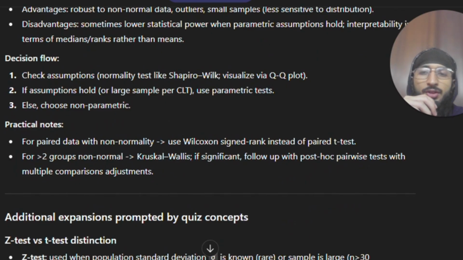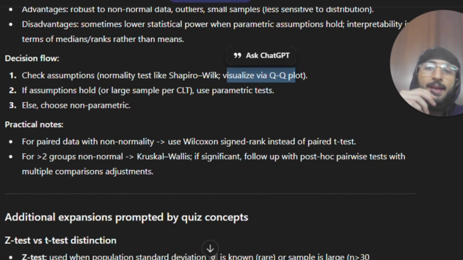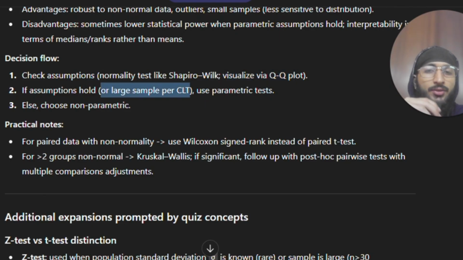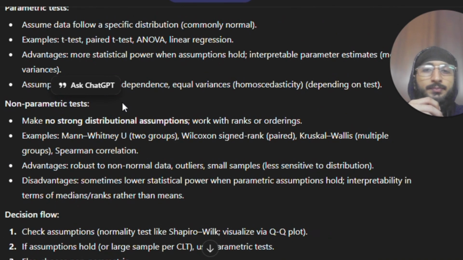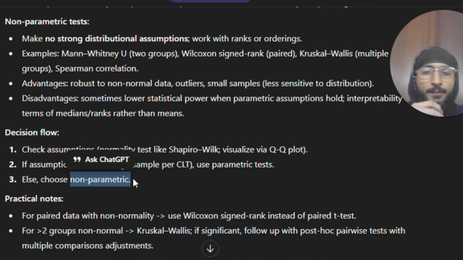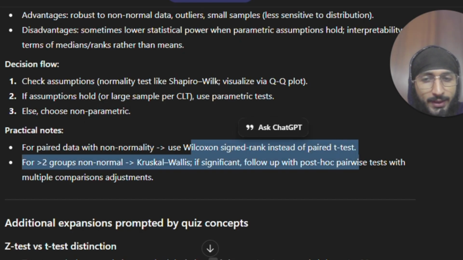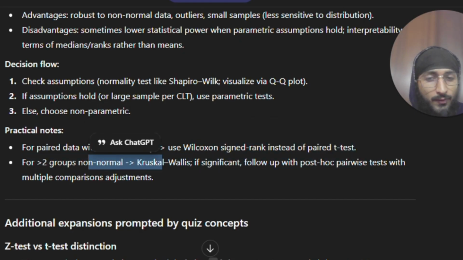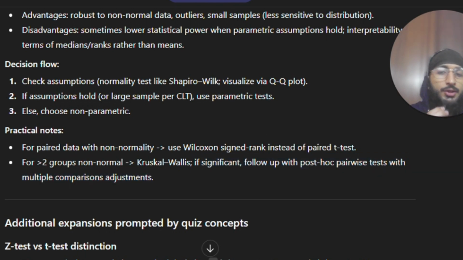Right? The decision flow is to check assumptions. Normality tests like Shapiro-Wilk, visualize via QQ plot. If the assumptions hold, or with larger samples per the central limit theorem, use the parametric tests. Else, if the assumptions don't hold, that is, if the distribution is not normal, or if there is no homoscedasticity or independence, choose non-parametric. So for paired data with non-normality, use Wilcoxon signed-rank instead of the paired t-test. For more than two groups non-normal, use Kruskal-Wallis. If significant, follow up with post-hoc pairwise tests with multiple comparison adjustment.